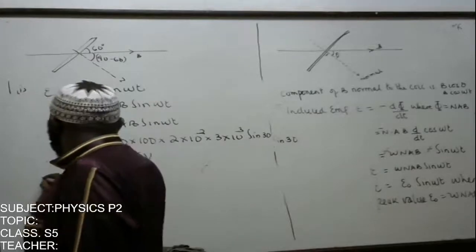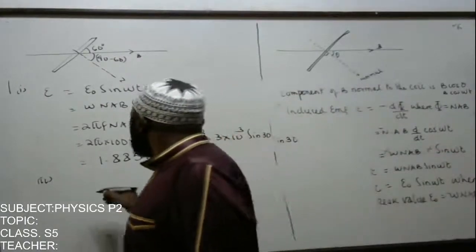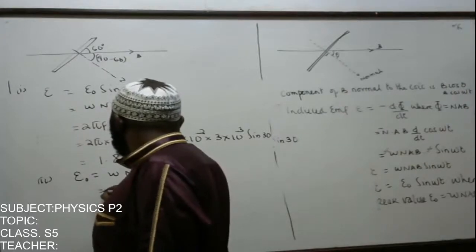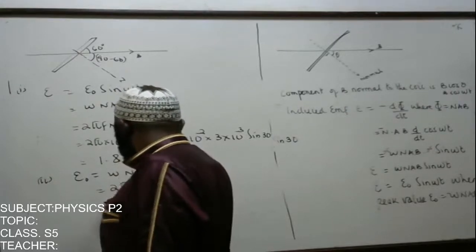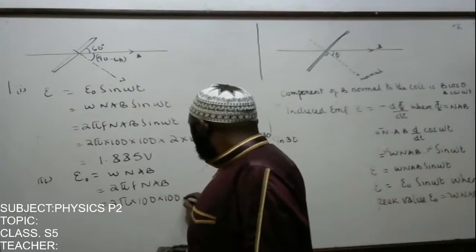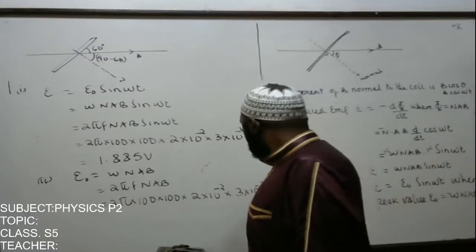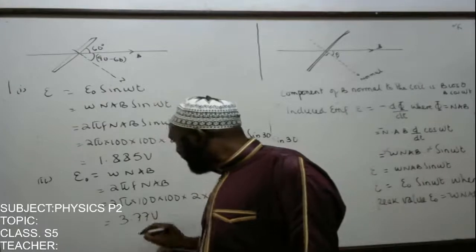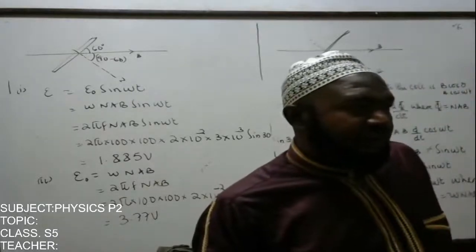Then Roman 2, we want to get the amplitude of the induced EMF. That one is going to be straightforward. E naught is equal to NBAW, and that is going to be equal to 2 pi f now. That is 2 pi, the frequency was given 100. The number of turns are 100. The area is 2 times 10 power minus 2. And then the flux density 3 times 10 power minus 3. And the answer, we end up getting 3.77 volts. So that is in as far as question 1 of the exercise was concerned.